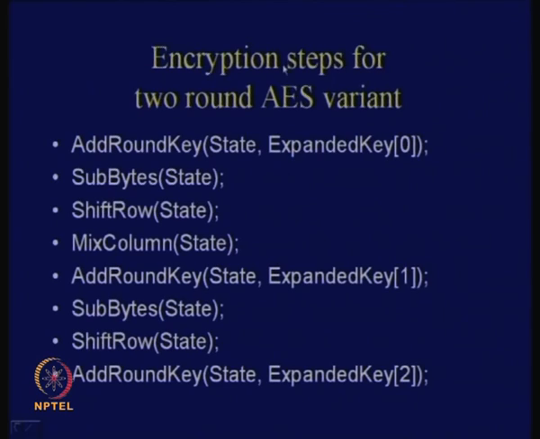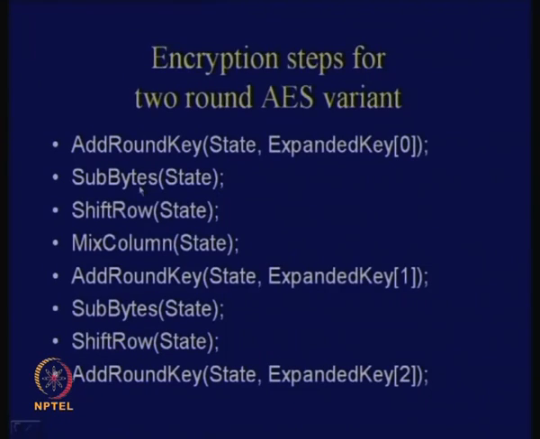So keeping these two things in mind, we just run through a two-round AES variant, okay? Instead of the 10-round cipher, suppose I consider a two-round AES cipher. Then the first round has all the four steps, but the last round does not have a mixed column operation. So the second round in this case does not have a mixed column step, okay?